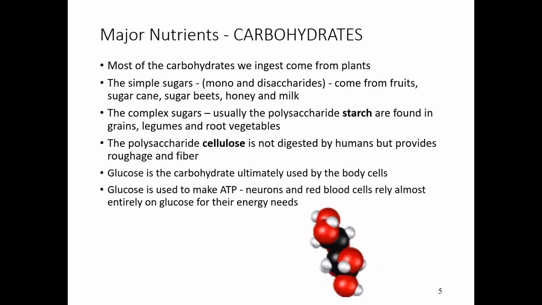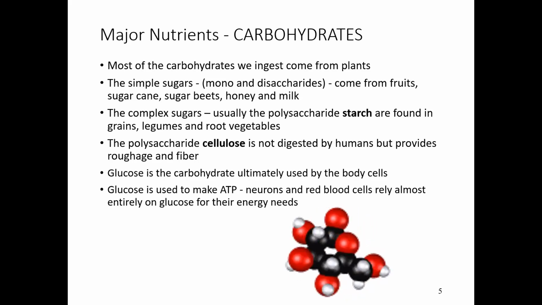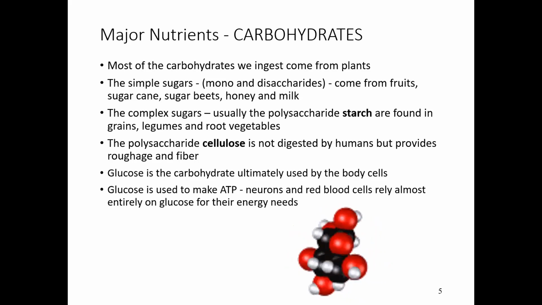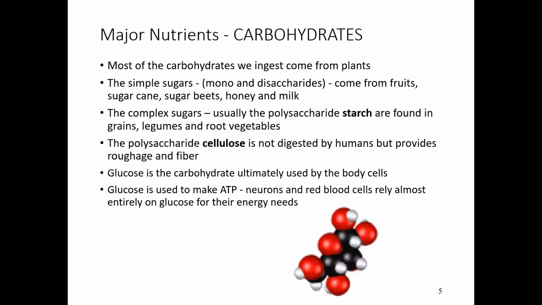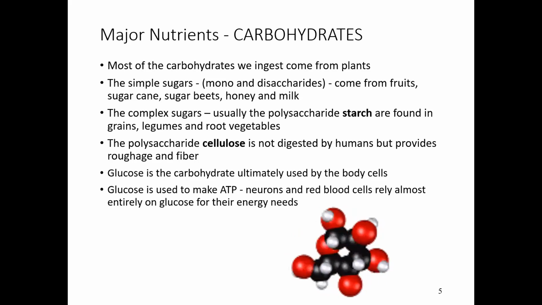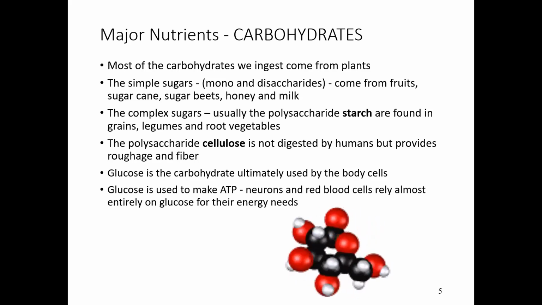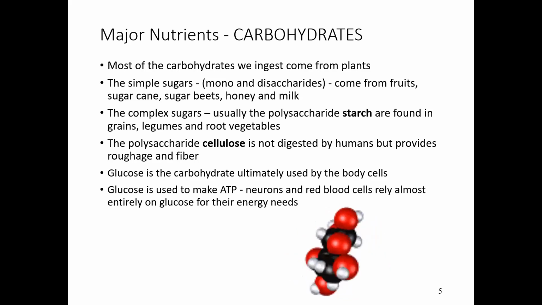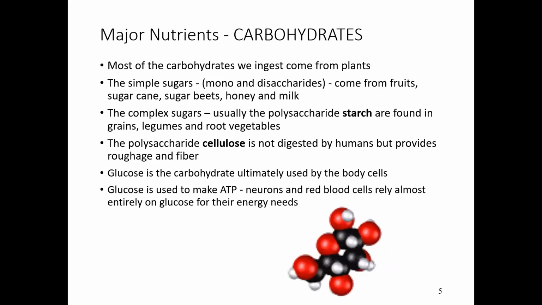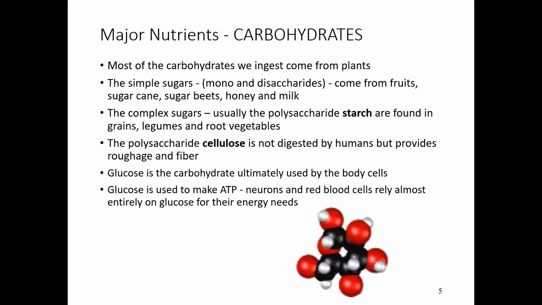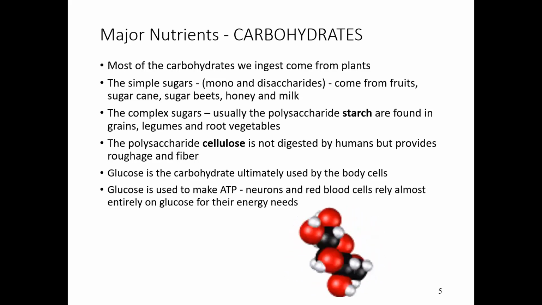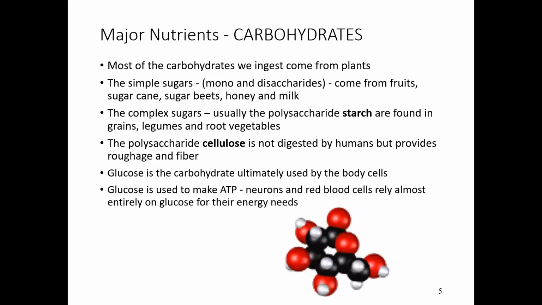So the polysaccharides from plants come in the form of starch and cellulose. Cellulose is what makes up the cell wall of plants. We can't digest that. That gives us our fiber that we need. So we can't process cellulose, but we can process starch.